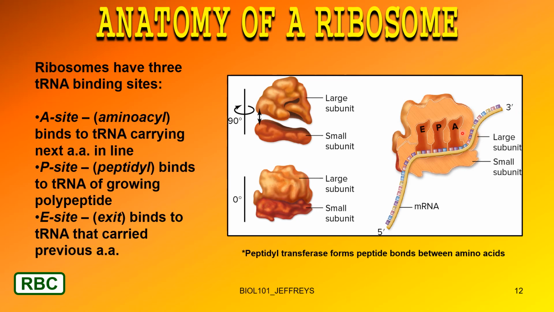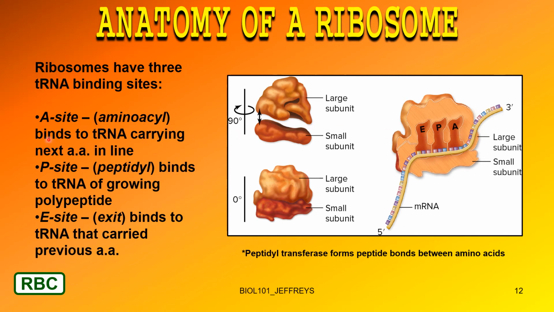Okay, the ribosome is made up of two parts, a large subunit and a small subunit, and I don't care that you remember which is which. Just remember it's made up of two subunits, and when those subunits come together, there are three translational sites inside, and those are important as the message gets translated. There's an A site, a P site, and an E site.